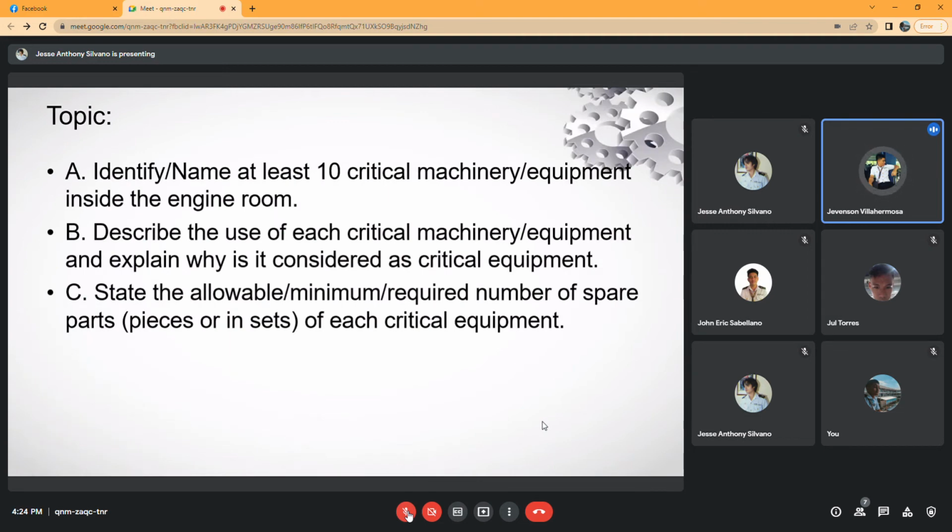So, the topic that we're going to tackle is, first, identify or name at least 10 critical machinery or equipment inside the engine room. Second, describe the use of each critical machinery and equipment and explain why it is considered critical equipment. And lastly, state the allowable and minimum required number of spare parts, pieces or sets of each critical equipment.